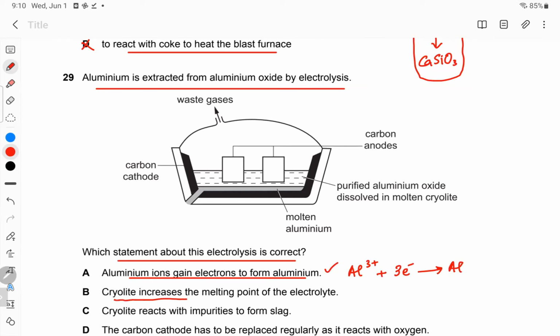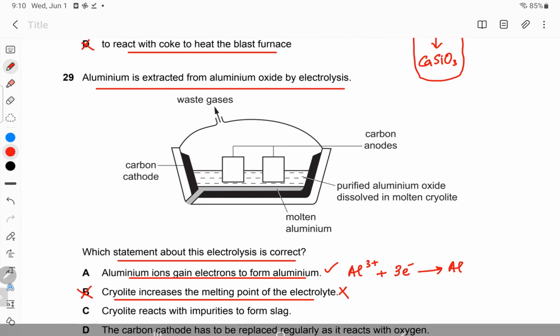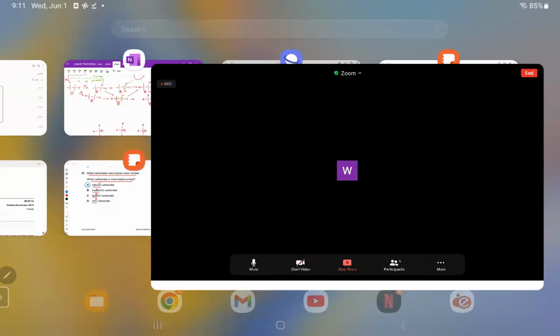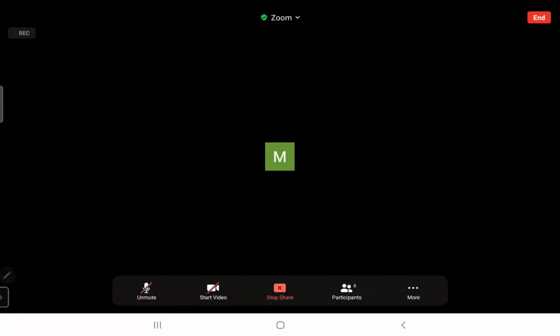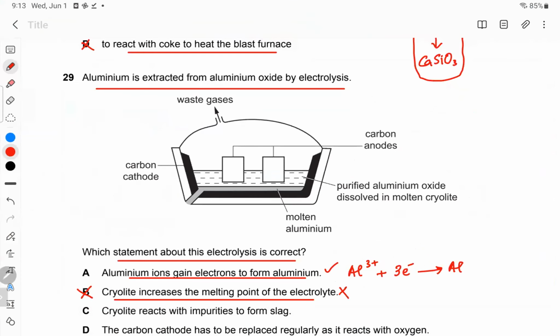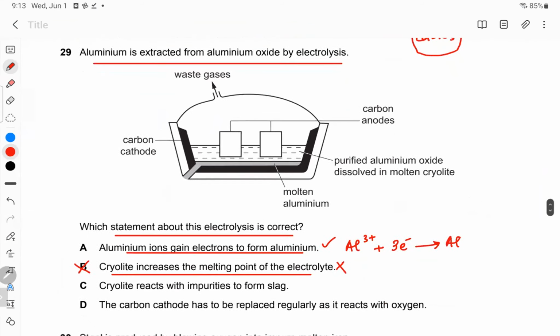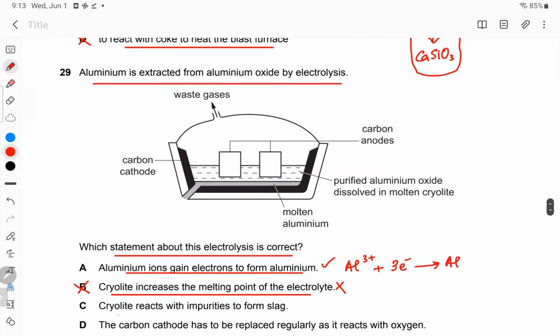Cryolite increases the melting point of the electrolyte. No, it is wrong. It does not increase it. It lowers the melting point. So our option B goes wrong. Just give me a minute, please. So cryolite is basically added to decrease the melting point, not increase. So the B statement goes wrong.